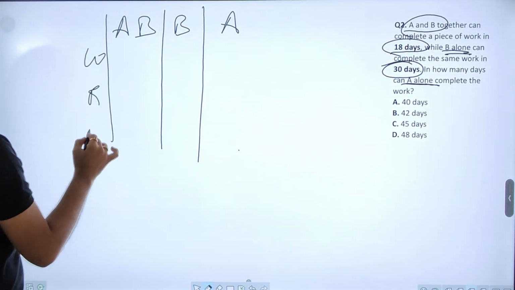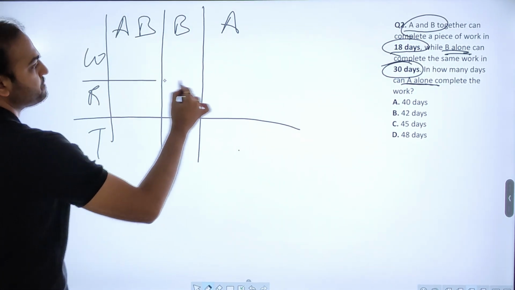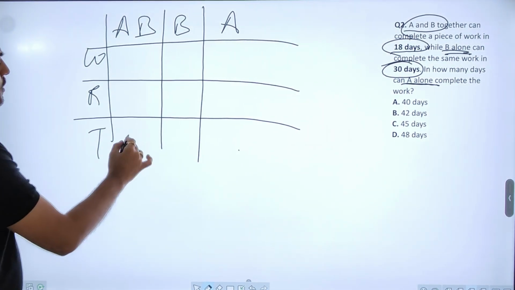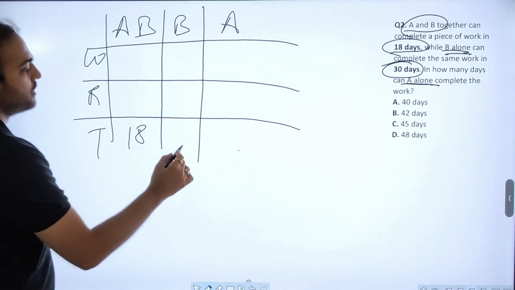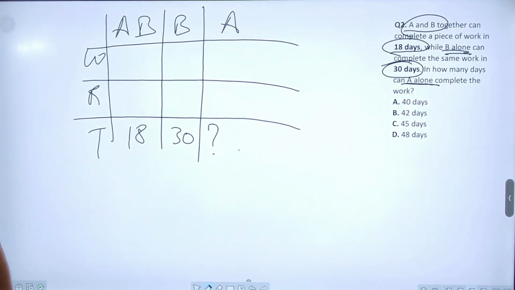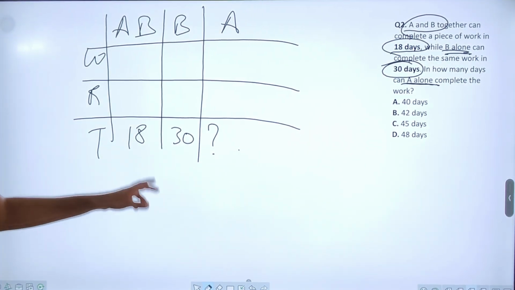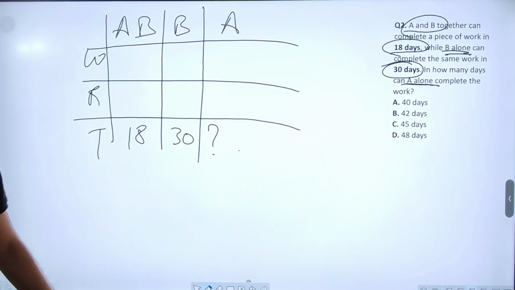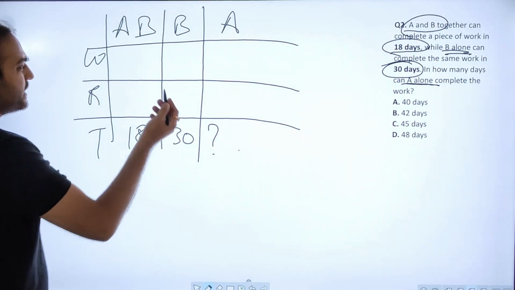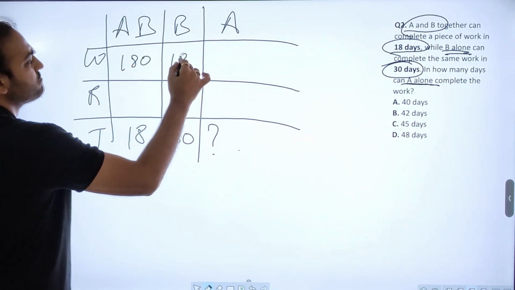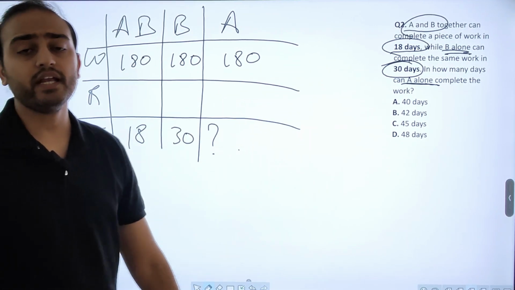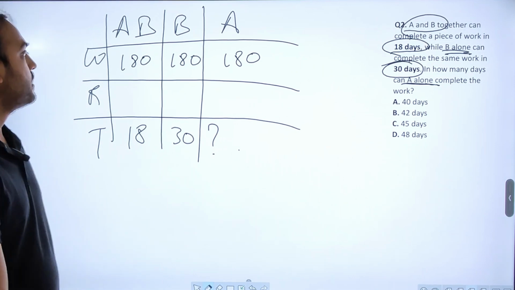Again, it's work, rate, time. Okay. Time for A and B together is 18 days. B alone 30 days. A alone is asked. Again, let's assume the number of chocolates, something that goes by 18 and 30 both. Whatever number comes to your mind, I just take 180, right? So the work done here is to eat 180 chocolates.